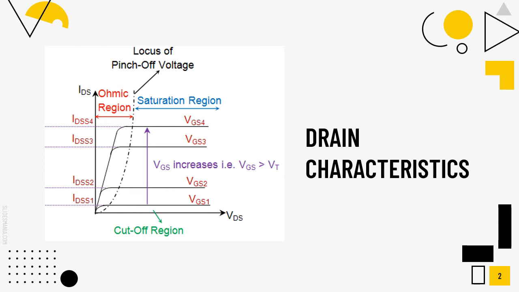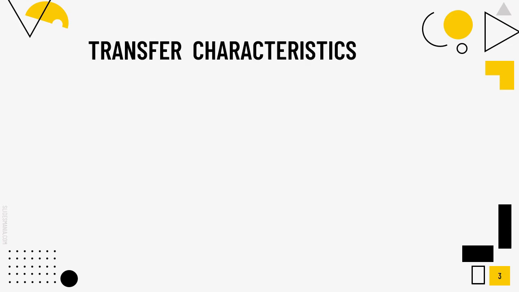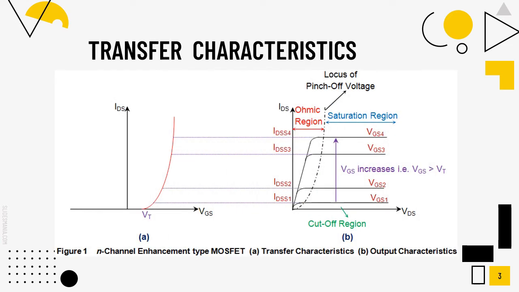After VGS surpasses the threshold, IDS increases as VDS increases according to Ohm's law. At certain points that are determined by a certain value of gate to source voltage, IDS will stop increasing and become constant, which means the current has now become saturated. The locus of pinch-off voltage is also observed between the ohmic and the saturation region. The transfer characteristics explain that changes in both the values of IDS and VGS will affect VDS.